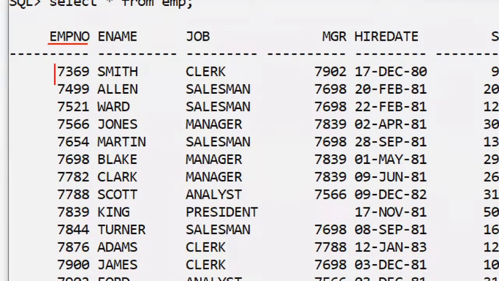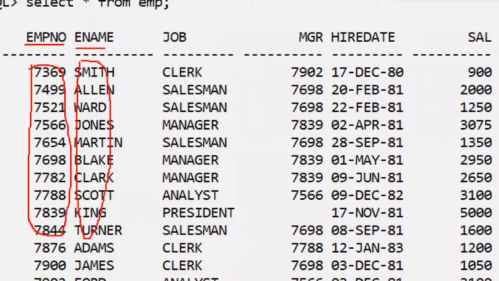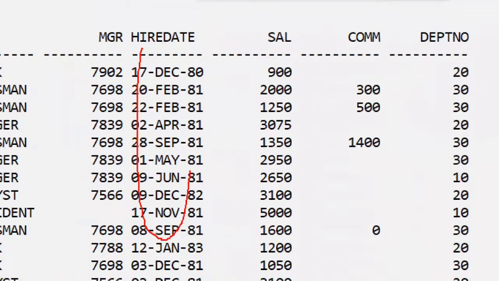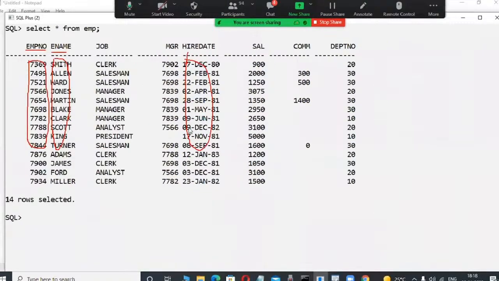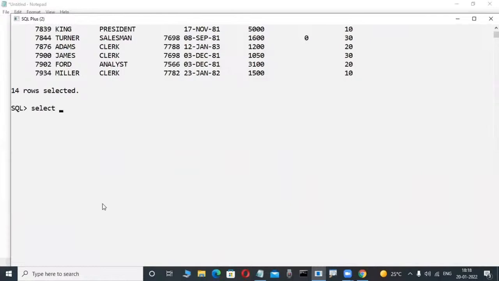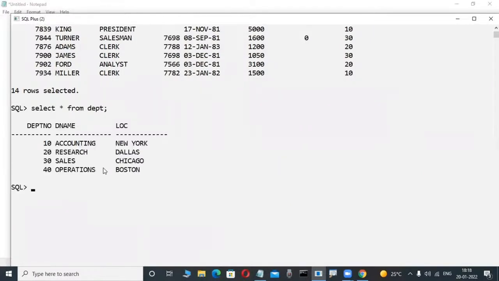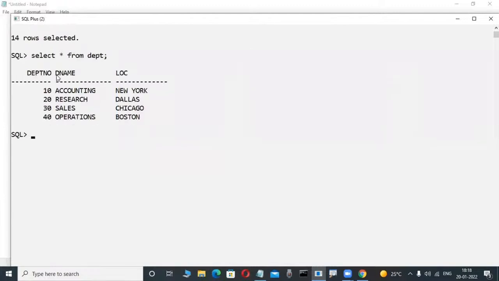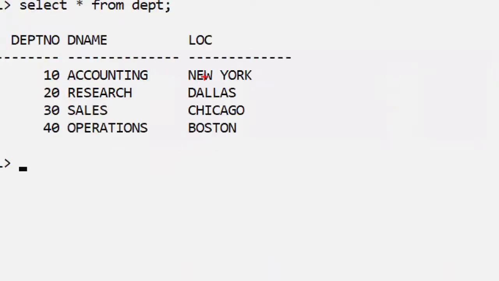Here, employee number: in this column only numbers are available. In this column only characters are available. In this column only dates are available. That's why, observe here, the data is stored in a structured manner. In a relational database, a structured collection of data is there.